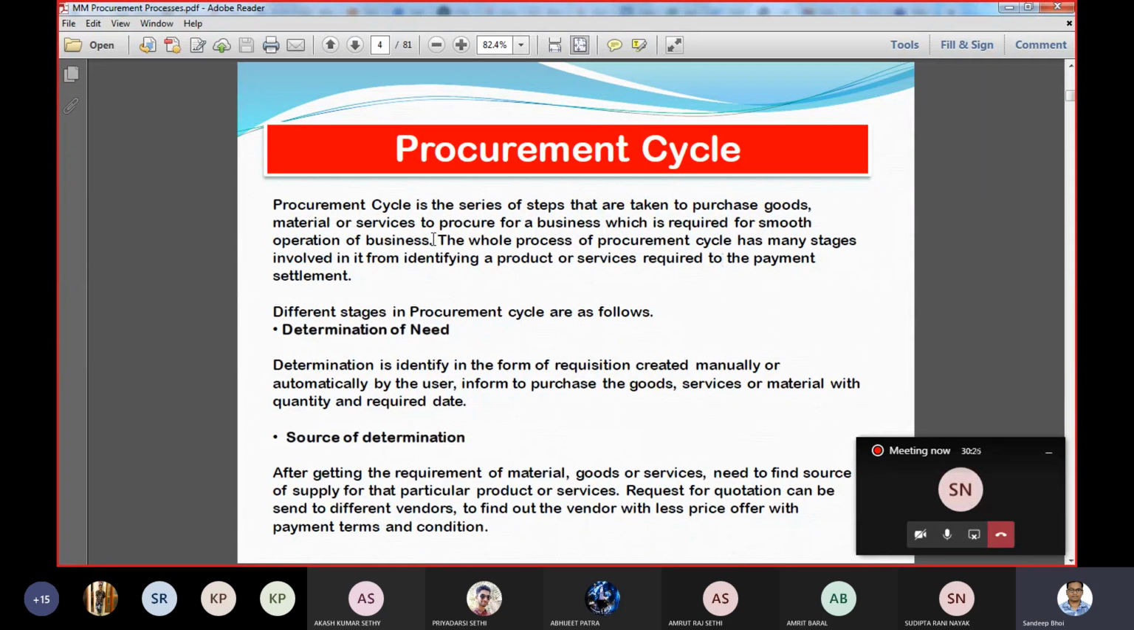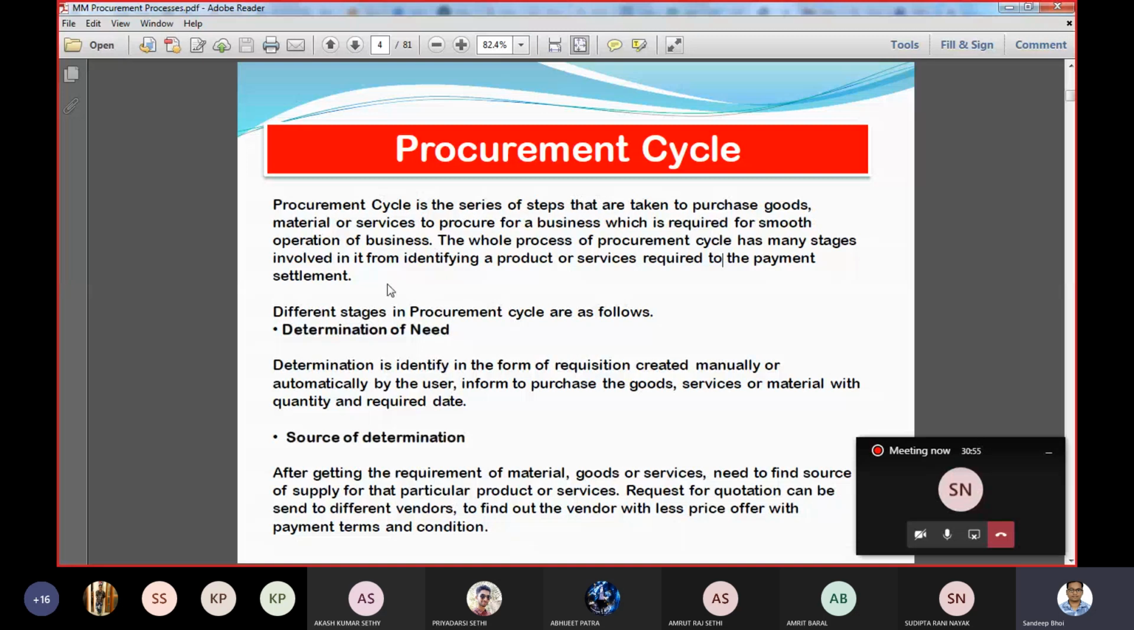Okay, so either you will go for the purchase of goods or you will go for the material or services. For what purpose? Because we are going to procure for a business, which is required for smooth operation of the business. The whole process of the procurement cycle has many stages involved in it, from identifying a product or service required to the payment settlement.